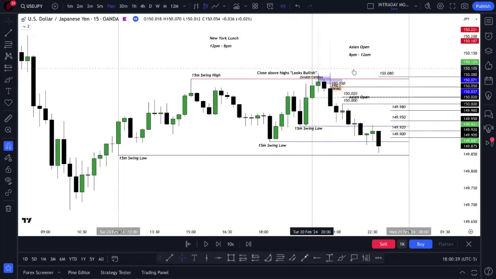Take those liquidity pools, draw them all the way to 12 a.m. Look to see which side is broken first. We don't want to jump into this market or into the session just chasing price. Just because we see up candles going up on whatever time frame we're looking at doesn't mean we must panic and jump into FOMO. We've already structured the liquidity pools.